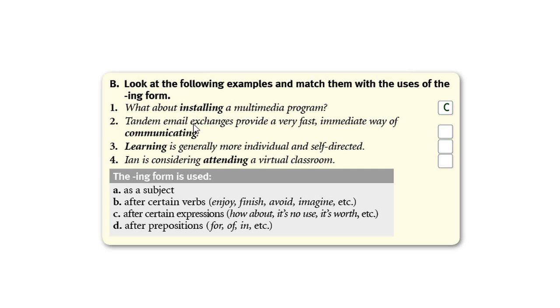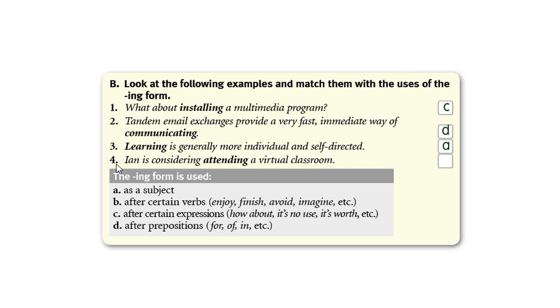Number 2. Email exchanges provide a very fast, immediate way of communicating. Now we have another use of ing, which is D: after prepositions like for, of, in, we also use the verb with ing. Number 3. Learning is generally more individual and self-directed. This case is as a subject: we use the gerund as the subject, here learning.